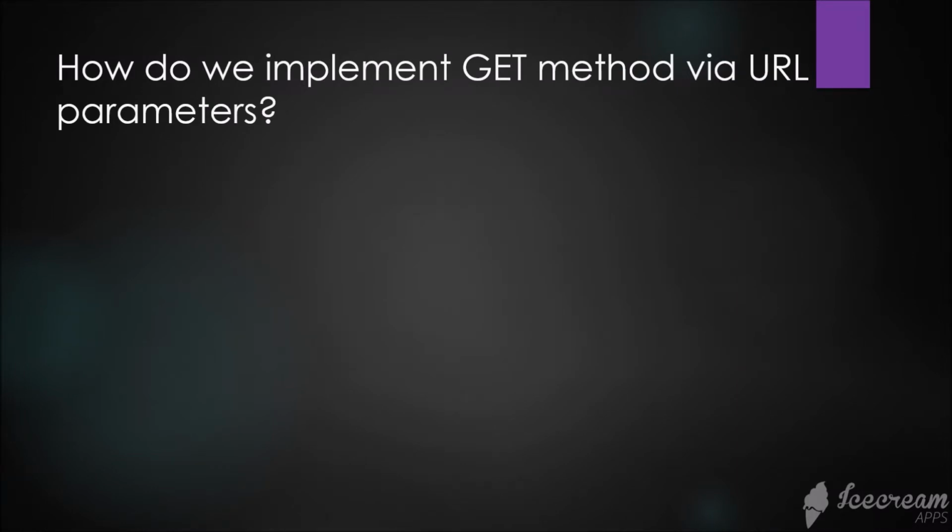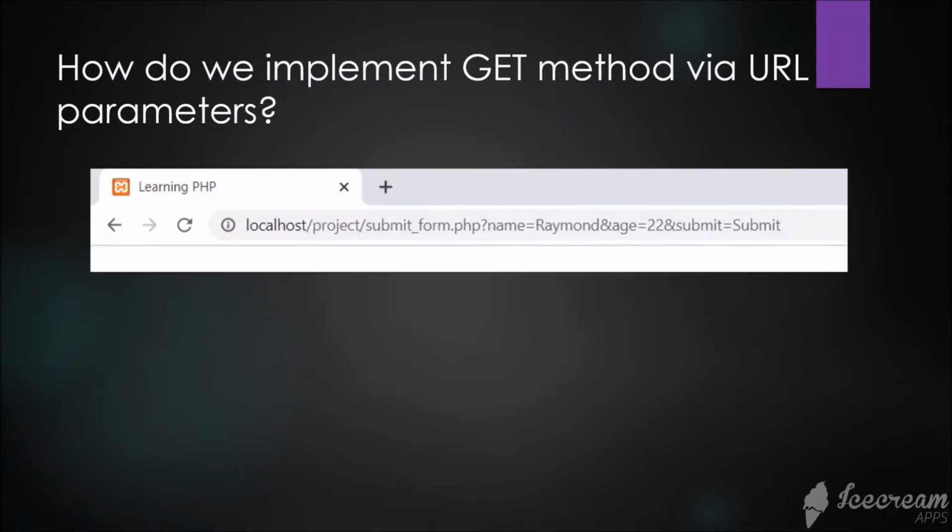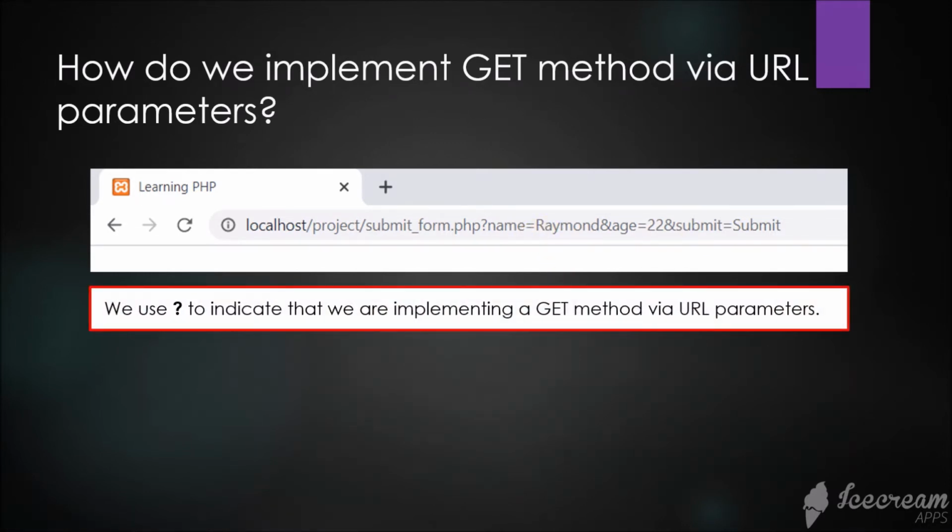Okay, so other ways to set up or to implement get method via URL. So we have this one naman. As you can see here in our example, we have here yung name at saka age. So this is what we call the URL parameters. Okay? So paano natin sinaset up or ina-implement yung get method? First thing that we should do is we use the question mark to indicate that we are implementing a get method via URL parameters, which is this one.